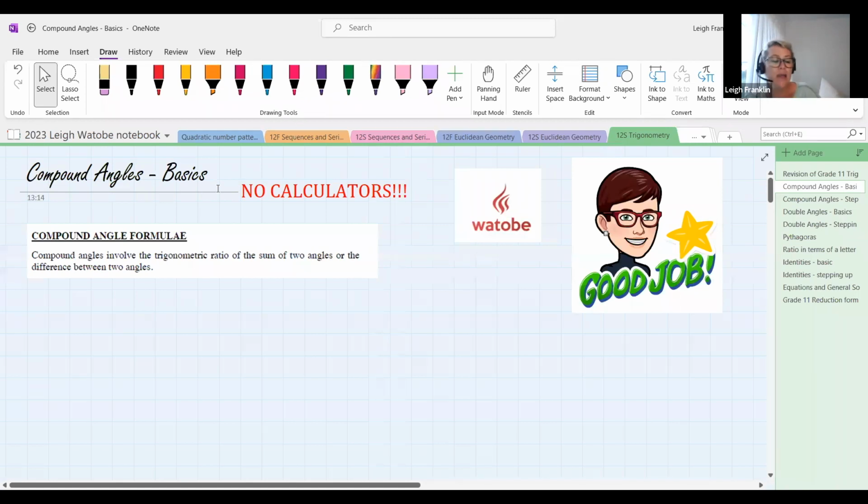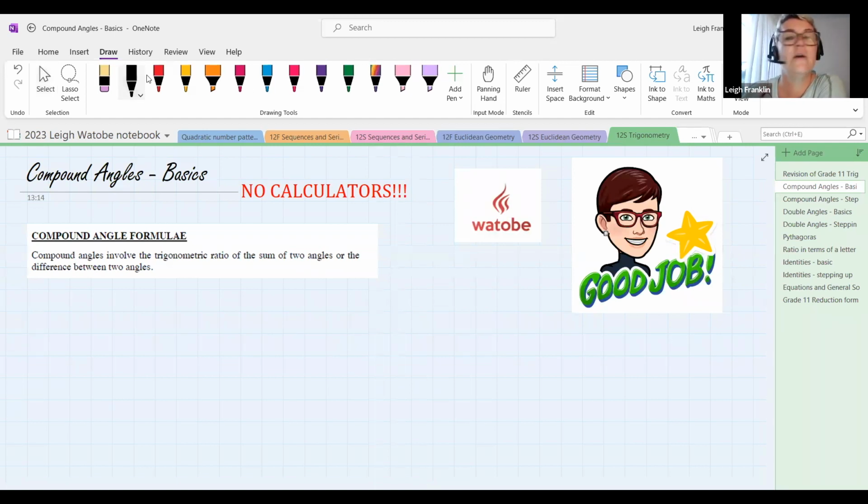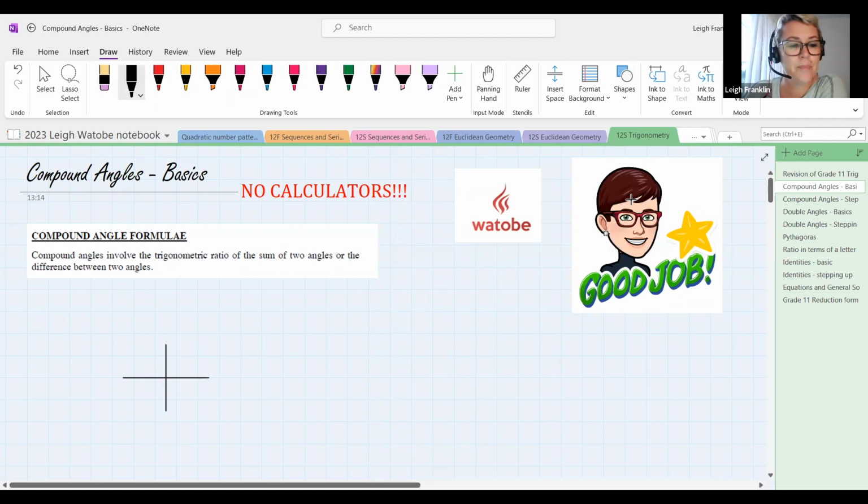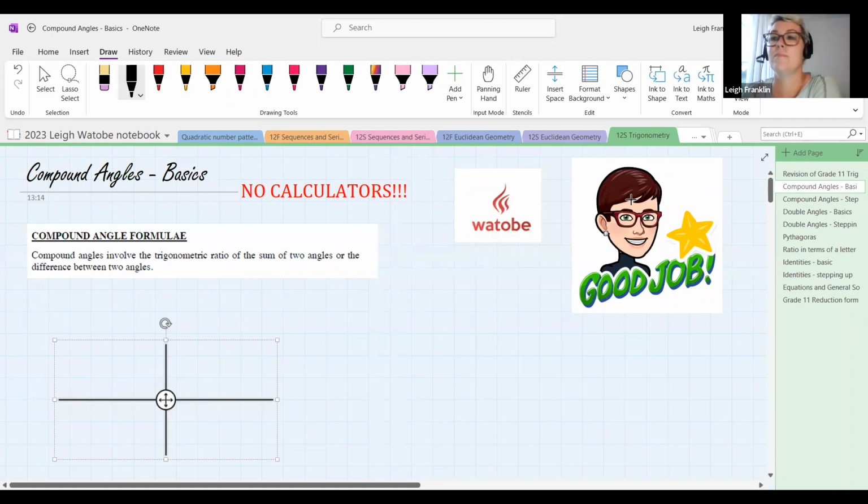If I didn't know what a compound angle was and it was your job to explain it to me, what would you tell me? How would you explain to me what a compound angle is? Is anybody confident enough to be able to explain that? Yes, Ria, go for it.